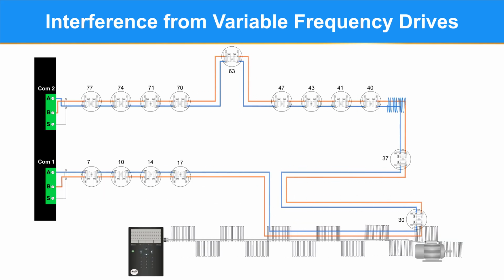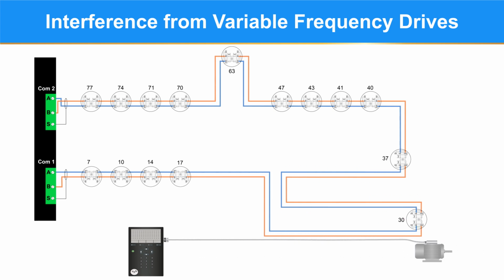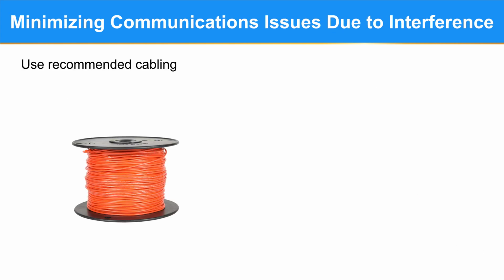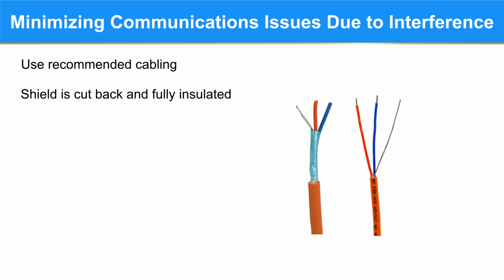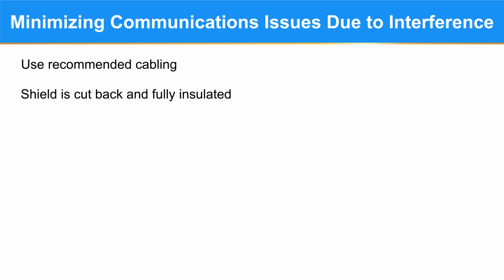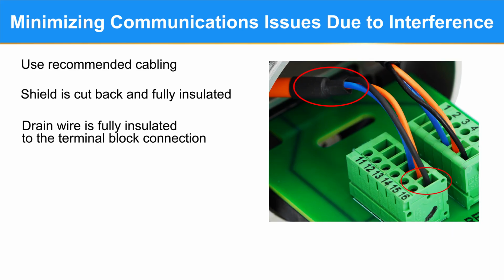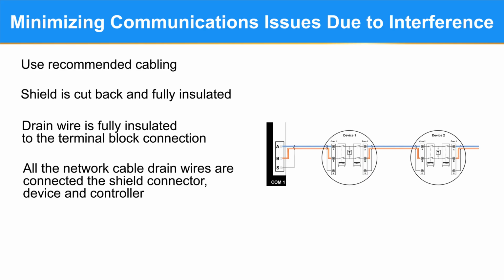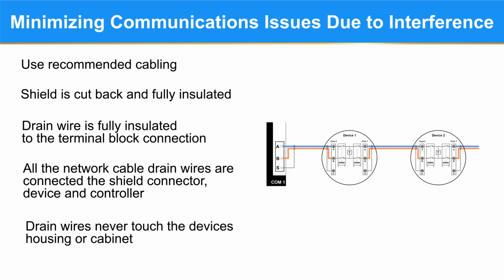To lessen the effect of electrical interference coupling onto the LAN network, use the recommended LAN cabling. Cut the shields back and insulate. Insulate the drain wire all the way to the connection terminal block. Make sure the drain wires are all connected to the shield connections at the devices and controller. And finally, ensure the drain wire never touches the device housing or cabinet.